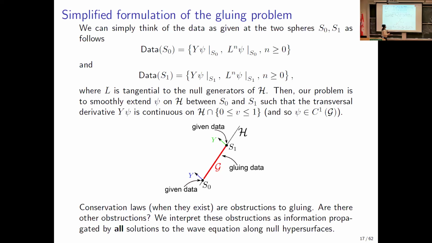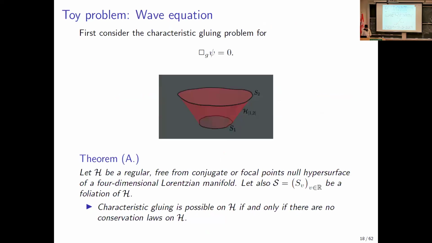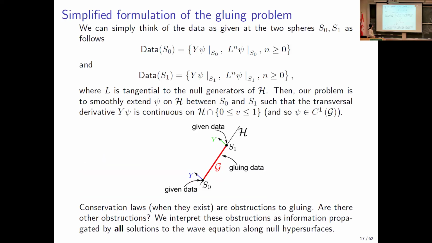Okay, and the way I formulate it is for any kind of equation, as long as it's hyperbolic. So you have a version of a characteristic initial value problem. Now, let's see the simplest case for this problem, which is the wave equation. Before I give you the results for the wave equation, let me say something. What would be one difficulty in gluing given sphere data at S0 and given sphere data at S1?